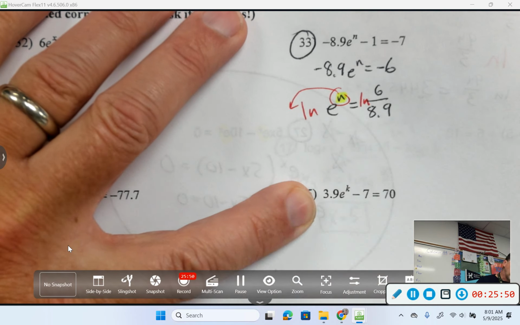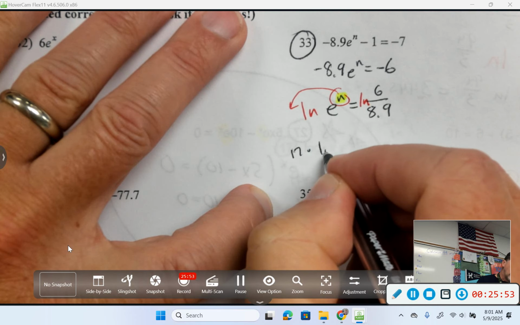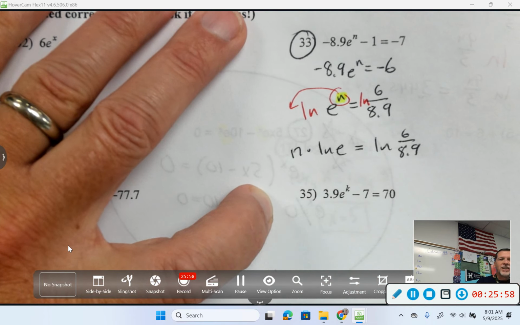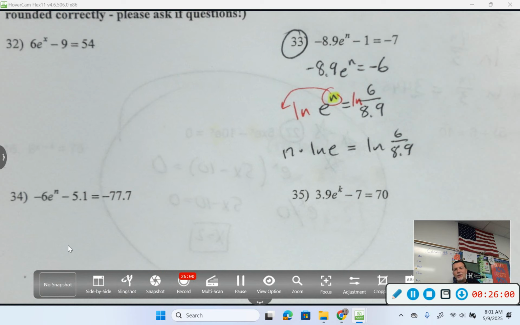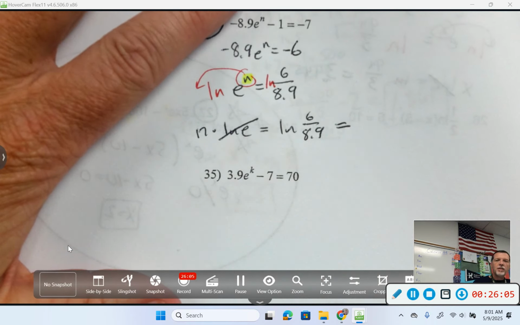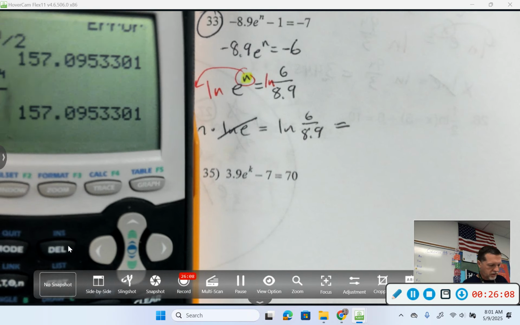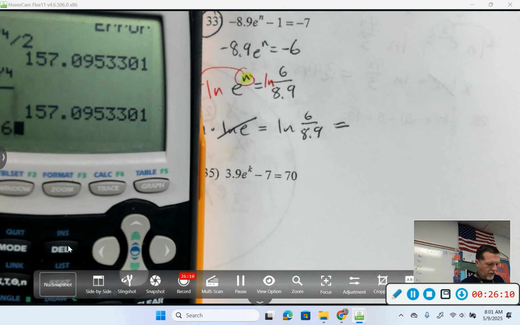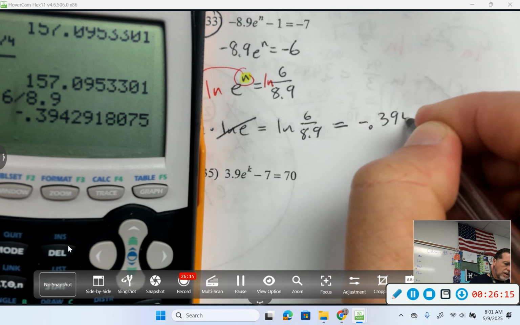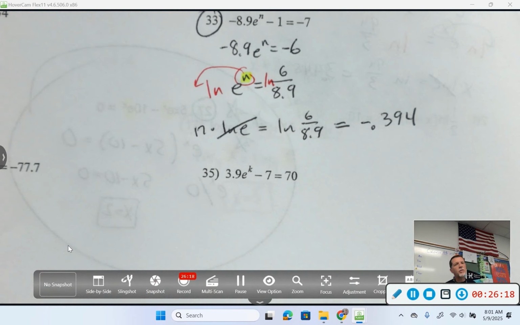So now n comes out front. And we got another one where the natural log of e is just 1. Even if you forget that on a calculator problem, you could divide by natural log e and type it all in the calculator. n equals natural log of 6 over 8.9. Negative 0.394. And once again, if you wanted to plug it in, it's a pretty easy plug-in to see if it works, but we'll just trust it.